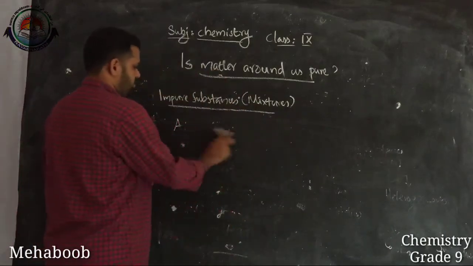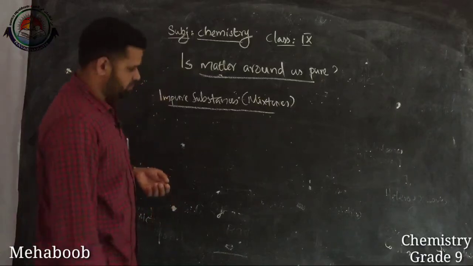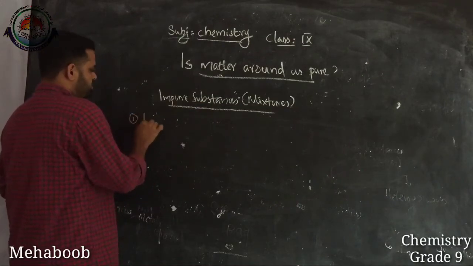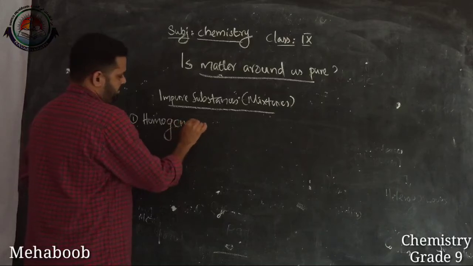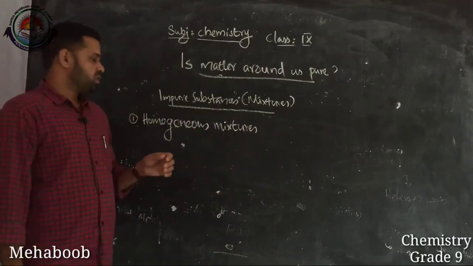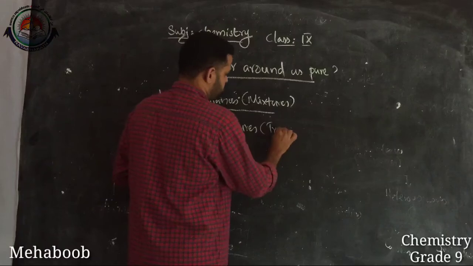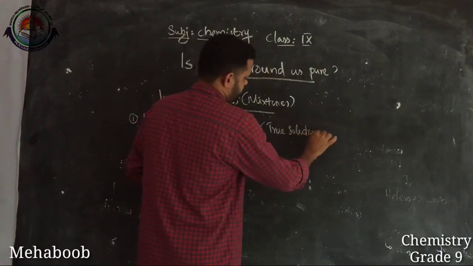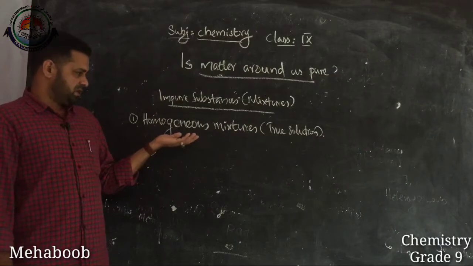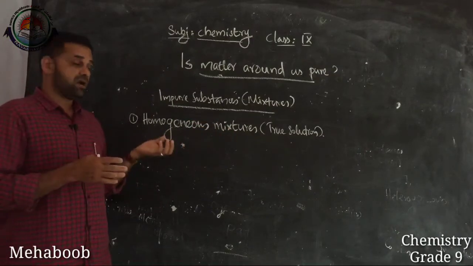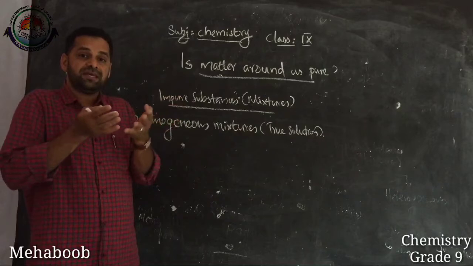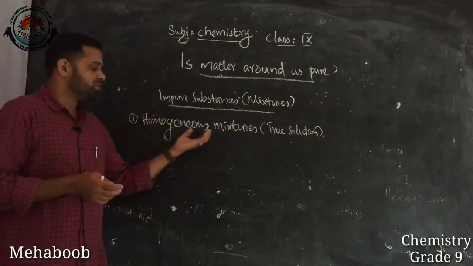Now, we can further classify mixtures into two, as we discussed before. The first one is homogeneous mixtures, otherwise known as a true solution. So, homogeneous mixture means what? A mixture is said to be homogeneous if all the components of the mixture are uniformly distributed and there is no boundary of separation between the components of the mixture. That is called a homogeneous mixture.